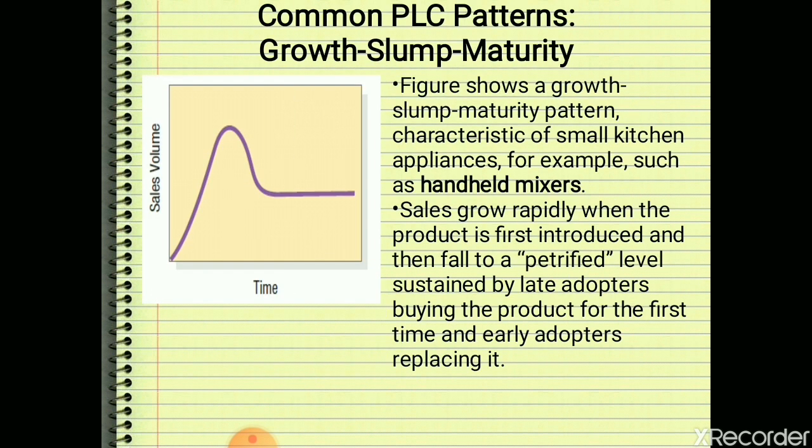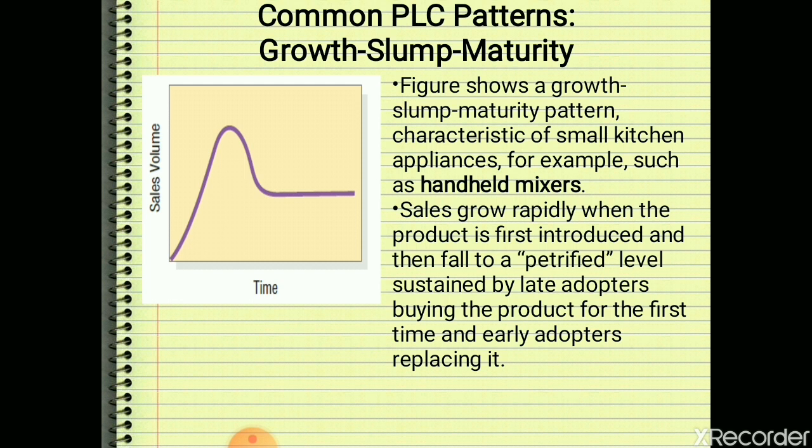So there are certain patterns in the product life cycle, and we will see them one by one. One is the growth, slump and maturity product life cycle pattern. In this, we can see there will be growth, then there will be a slump, and then the product will have a constant or maturity phase.